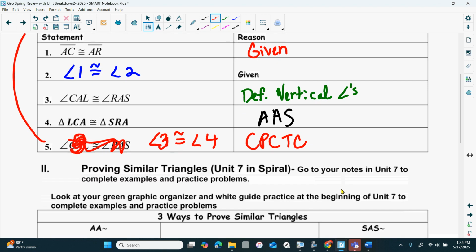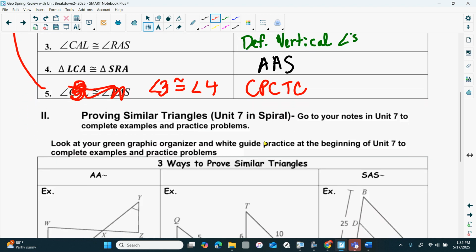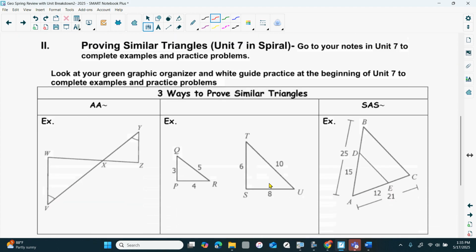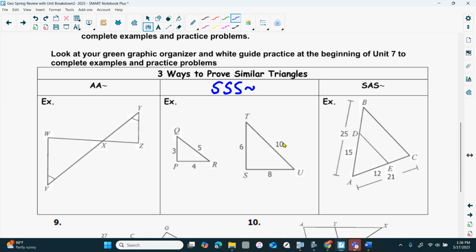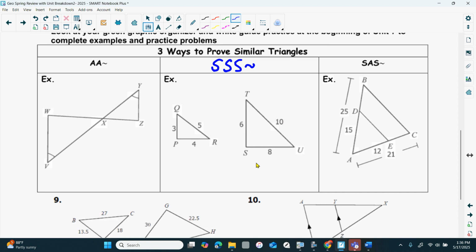Okay, and now we're going on to unit 7. So it tells you to go to that section, look for the green graphic organizer. Okay, there's 3 ways to prove similar. Angle, similarity. The second one right here should be side. That doesn't look very nice. Let's try that better. Not much better. Sorry about that. And then you want to mark it. So you need to add the markings from the example on the graphic organizer here. And then we can do some practice.